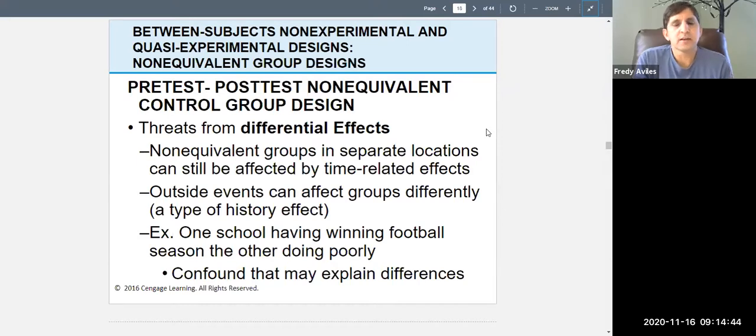What if one of the schools is having a good year? Their football team is really doing well that year, and because of that, they feel really good about themselves. That's a confound. That confound might explain differences. One group is going through something that the other group did not. That's a potential confound.